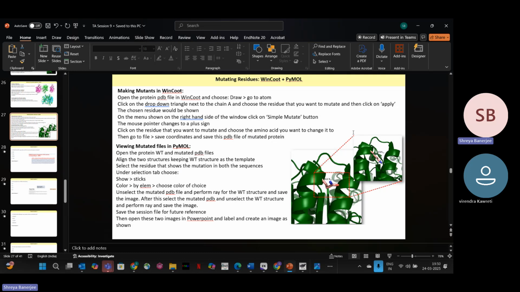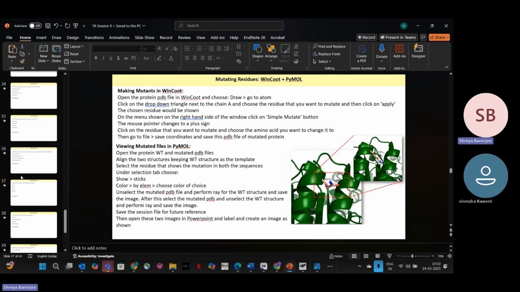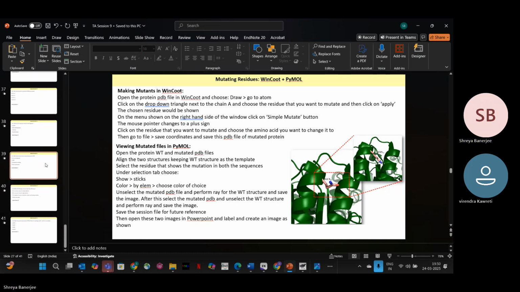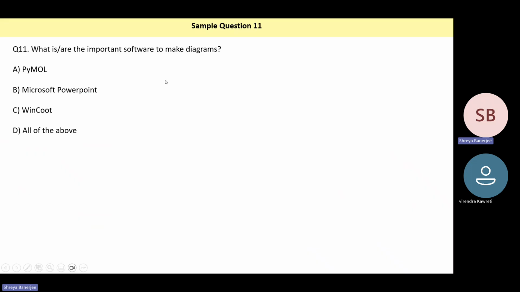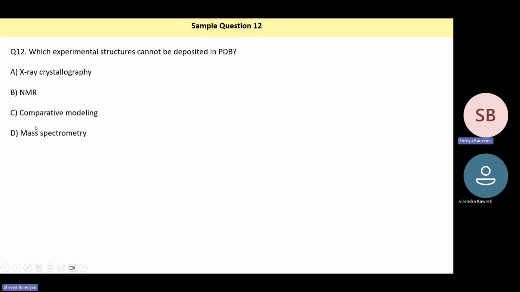And this kind of image you will see appears in papers many times. It shows which region the mutation has been done. So to create the image, you used WinCoot for the mutation, PyMol to get the image, and PowerPoint presentation to put the image together. So all three software were used. That is what this question is asking, which software is used to make the diagrams? The answer is all of the above. The next question is saying, which experimental structure cannot be deposited in PDB?